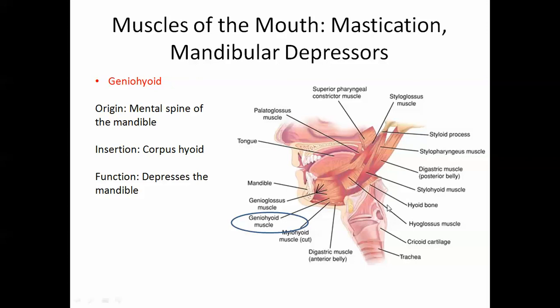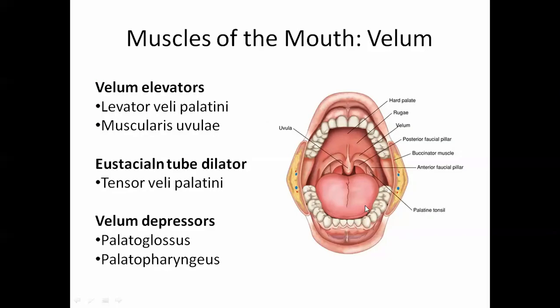So, and you can see it's just a little bit superficial. It's more superficial than the mylohyoid and the digastric, and it's actually more of a thin sheet of muscle, whereas the digastric is a thin, beefier muscle. But the mylohyoid and the geniohyoid are thin sheets of muscle. All right, now we get to move to muscles of the mouth, specifically the velum. So we have velar elevators, depressors, and then eustachian tube dilators.